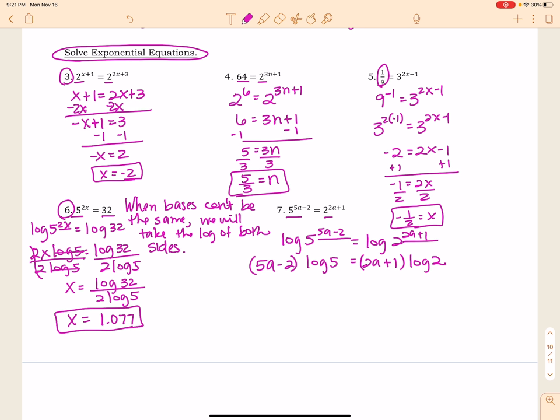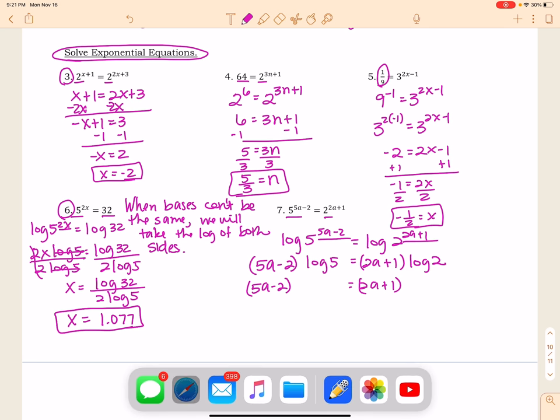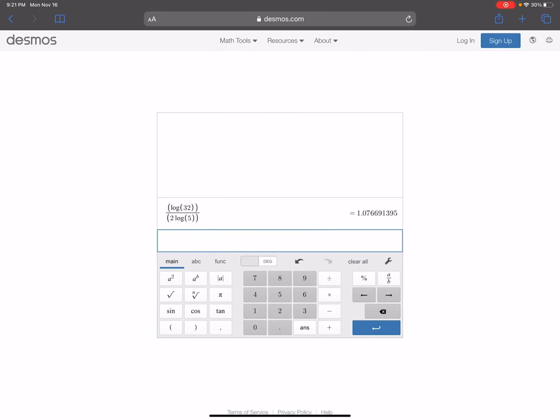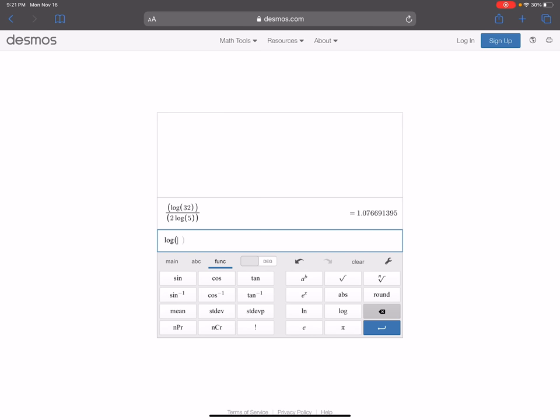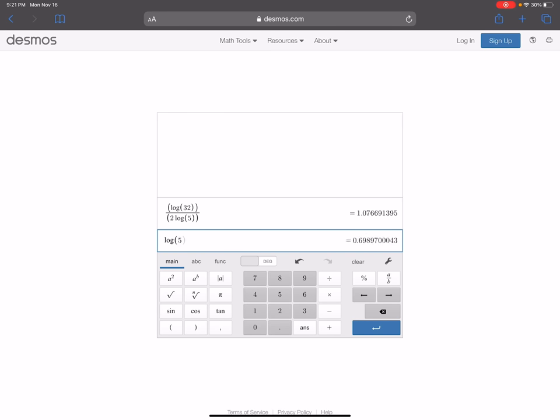Log of 2. Okay, now there's a really ugly way to do this, and there's a really easy way to do this. So I think we're going to use the easy way, because that will make our lives much better. What we're going to do is find the values for log 5 and log of 2 in our calculator again. So I'm going to go to log and find log of 5.